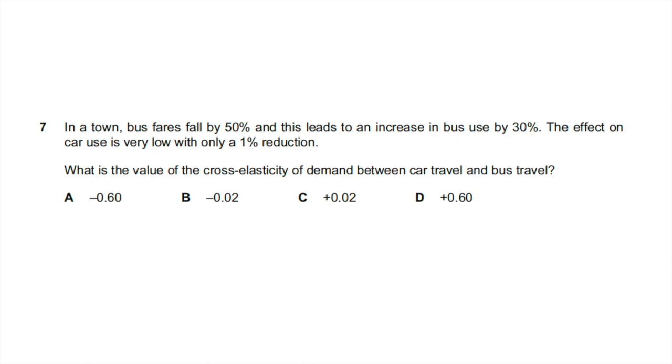Question 7. In a town, bus fares fall by 50%, and this leads to an increase in bus use by 30%. The effect on car use is very low, with only a 1% reduction. What is the value of the cross-elasticity of demand between car travel and bus travel? We ignore the increase in bus use by 30% and divide the percentage change in quantity demanded for car travel, negative 1%, by the fall in bus fares of 50%. Since both are negative, our result is a positive 0.02.